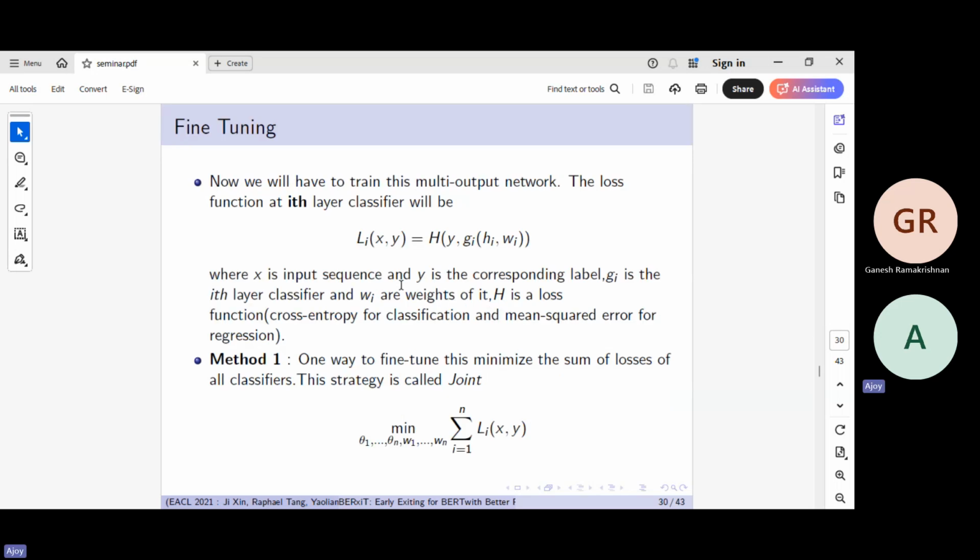Joint training, just using joint training, is kind of similar compared to the next method too for larger exit layers, but which is not the goal of early exit. Theta is the parameters of transformers. T is the classifier.